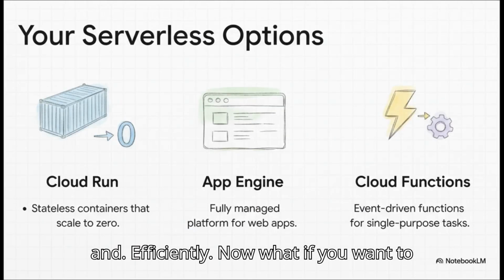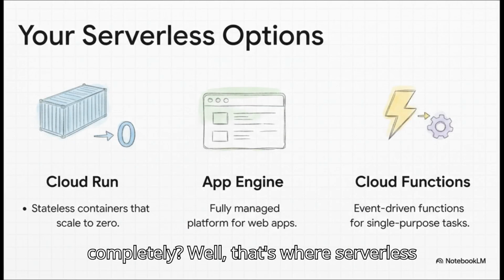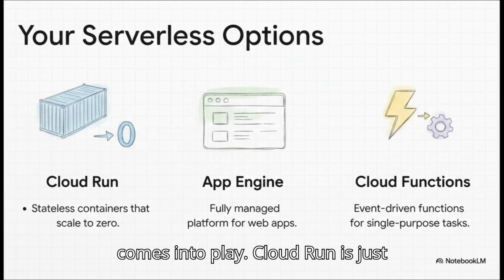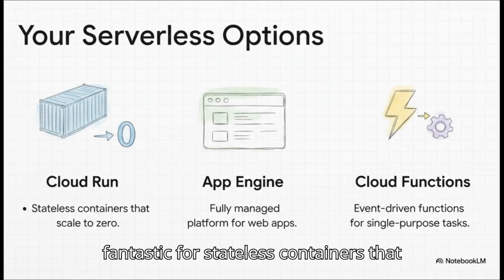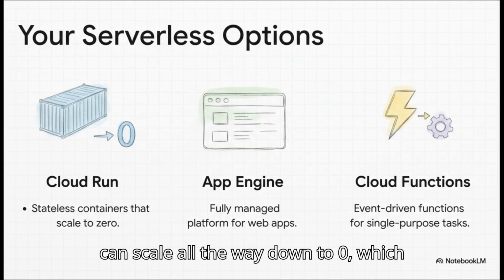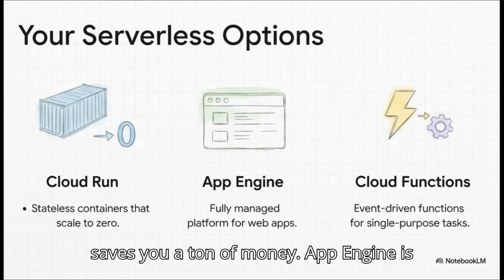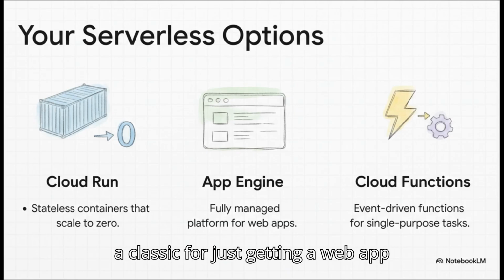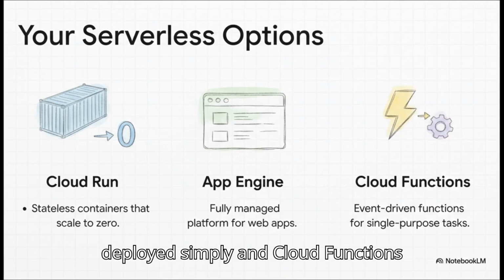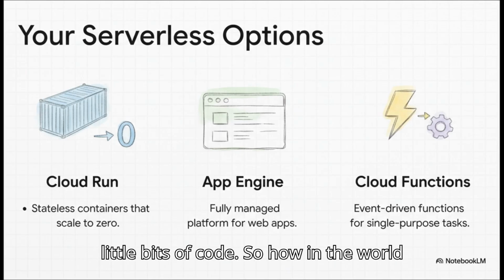Now, what if you want to just forget about managing servers completely? Well, that's where serverless comes into play. Cloud Run is just fantastic for stateless containers that can scale all the way down to 0, which saves you a ton of money. App Engine is a classic for just getting a web app deployed simply. And Cloud Functions, perfect for those small, event-driven little bits of code.